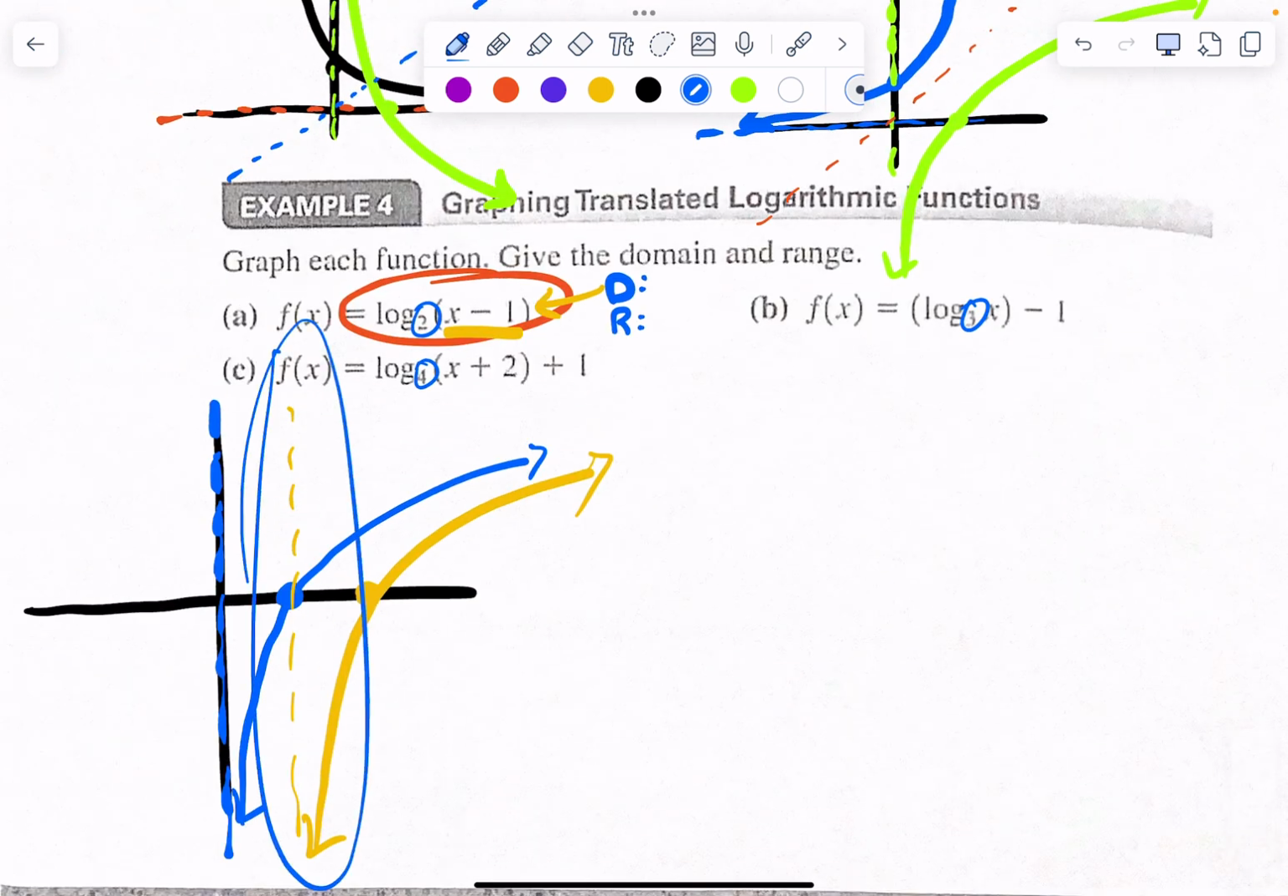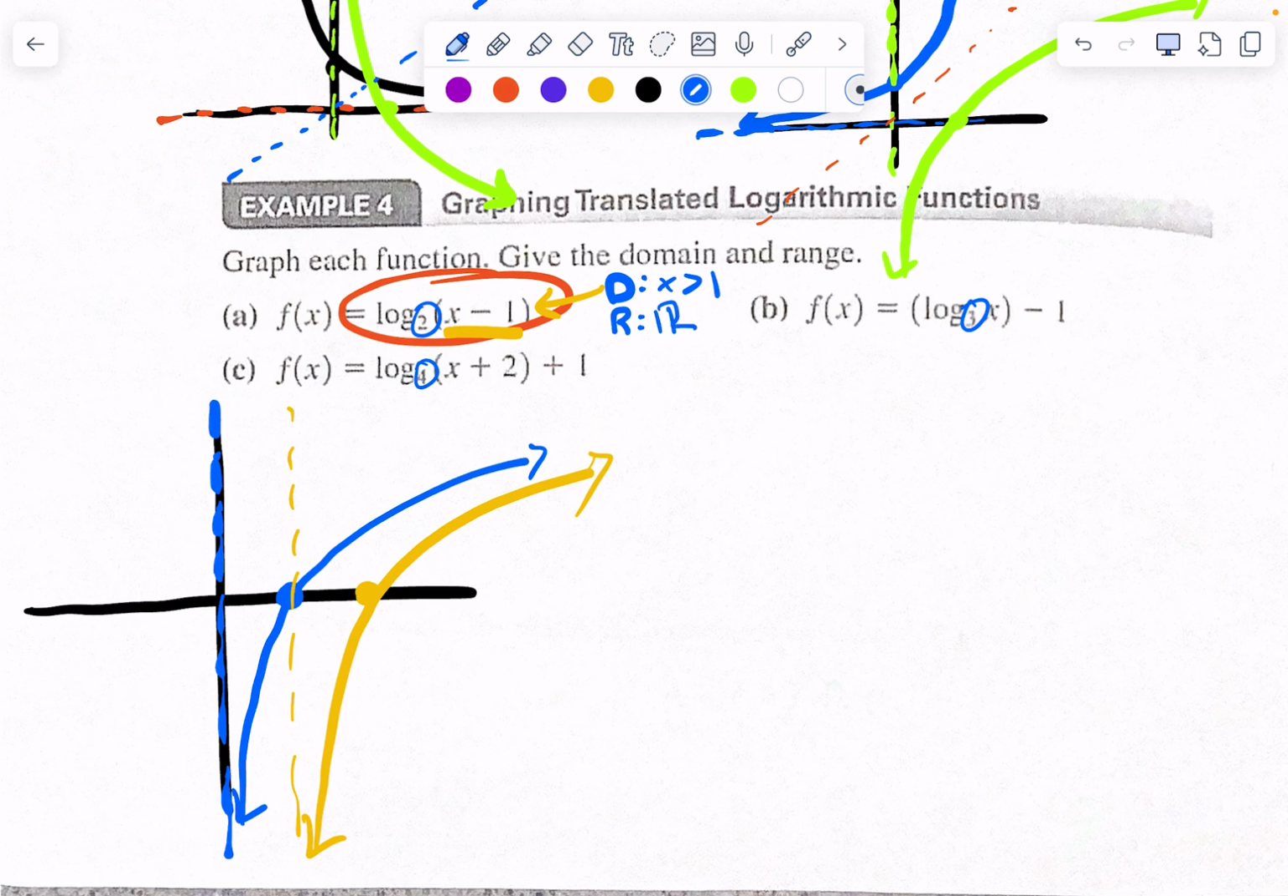So x has to be greater than 1. Okay, what about range? Up and down. All reals. That guy's all reals.